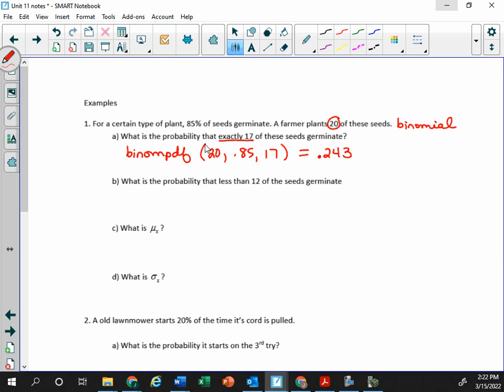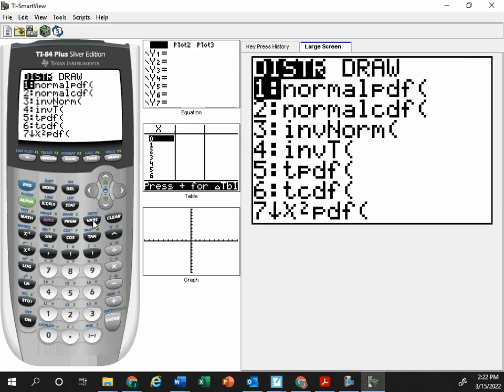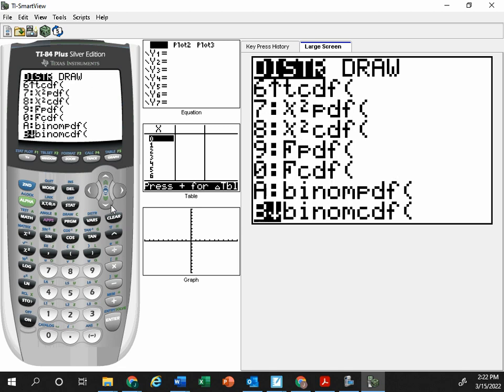Okay, next one. What is the probability that less than 12 of these seeds germinate? Do you see how that's CDF, not PDF? Because that would be anything from 0 to 12 or 0 to 11, right? Okay, so this is Binom CDF. All right, so let's go back to your calculator. Back into that distribution menu and go down. Always Binom CDF.